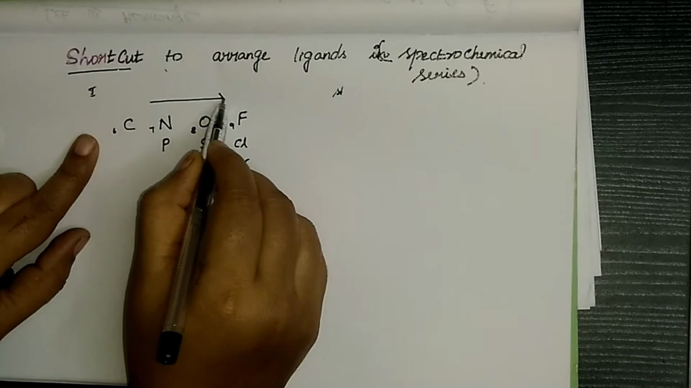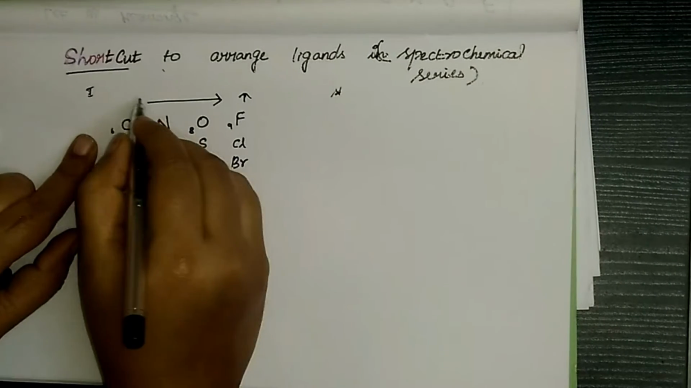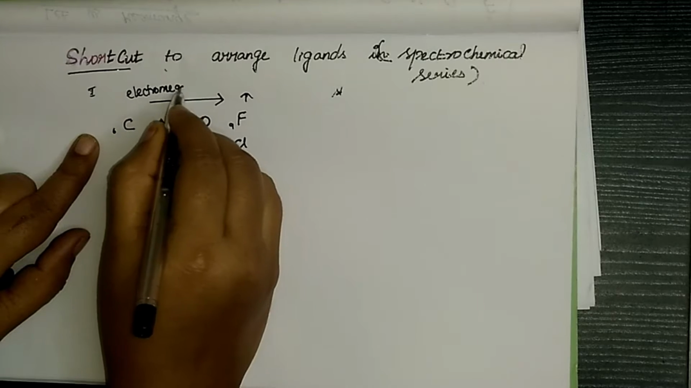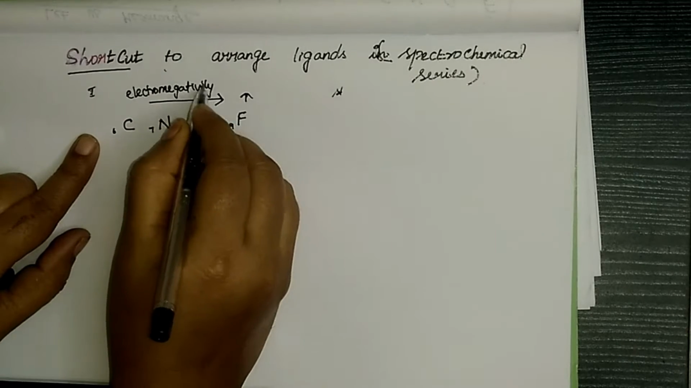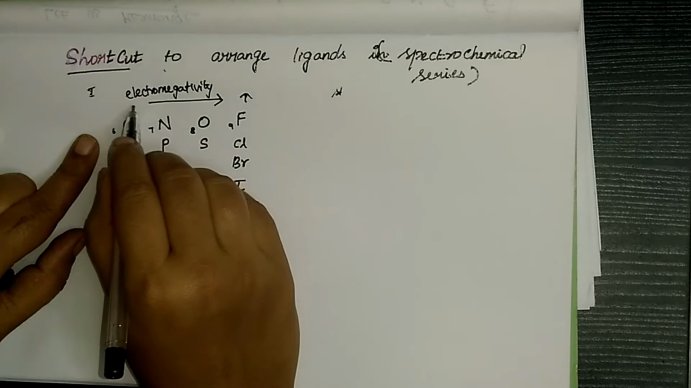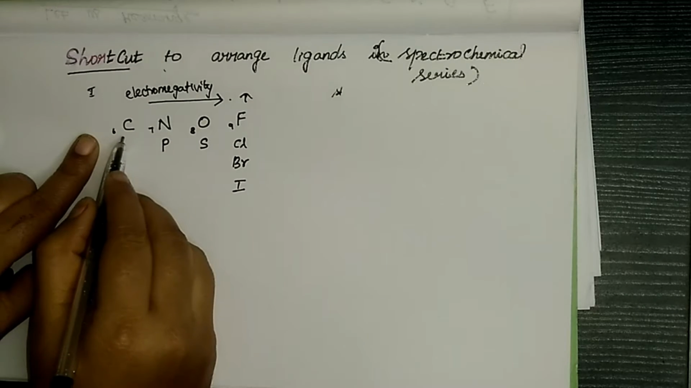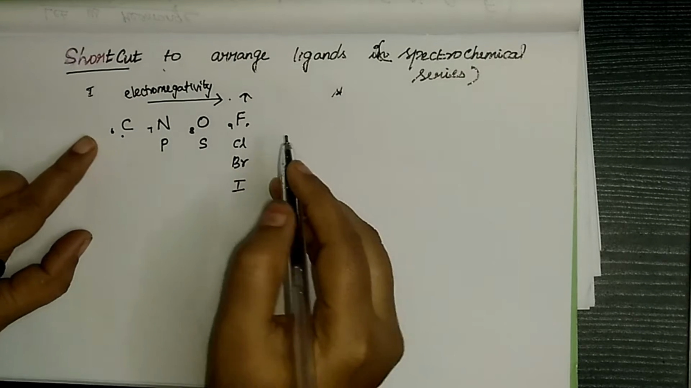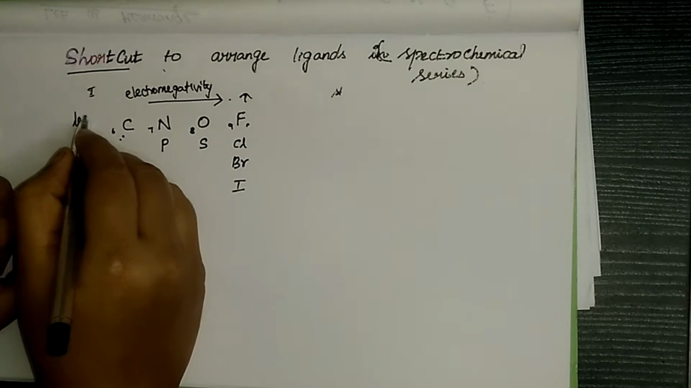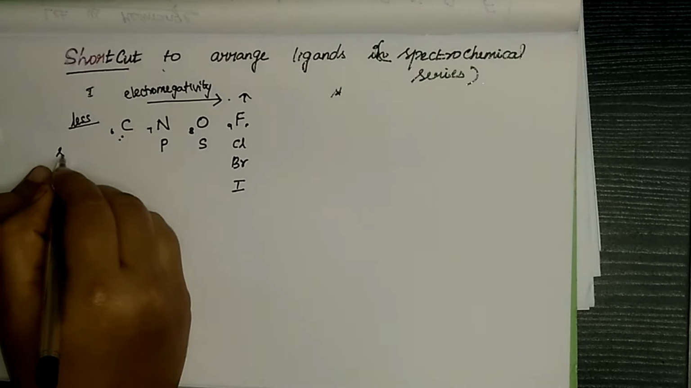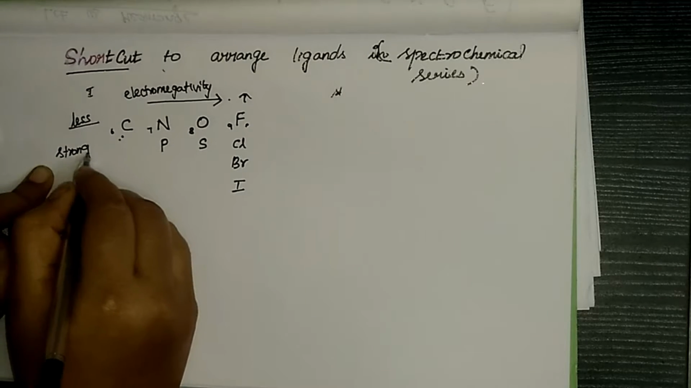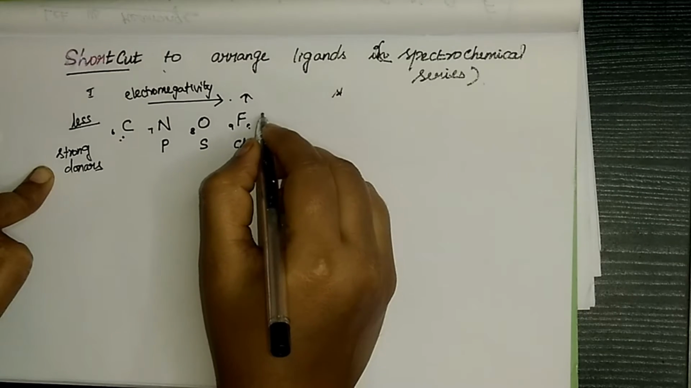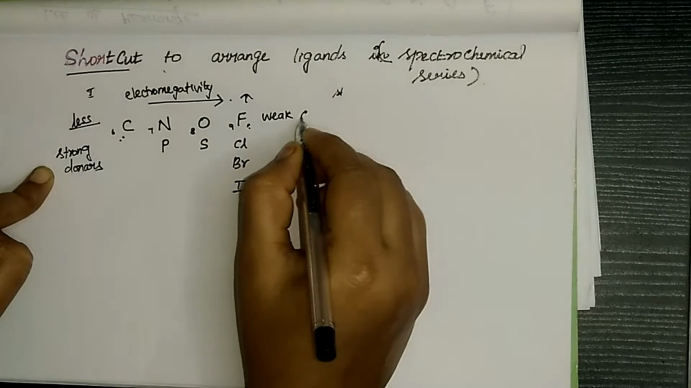Electronegativity value increases on moving along a period. So carbon is having less electronegative value and fluorine is having high electronegative value. In this case, which is having less electronegative value will be a strong donor, and which is having high electronegativity value will be the weak donor.